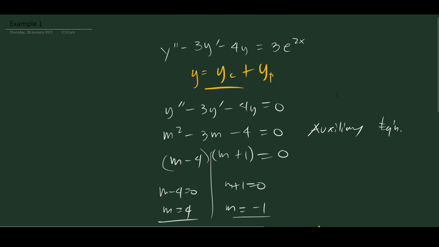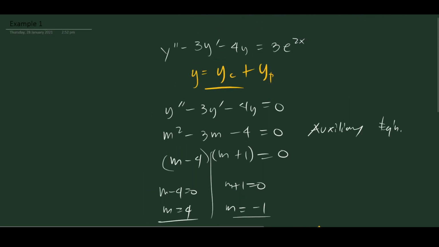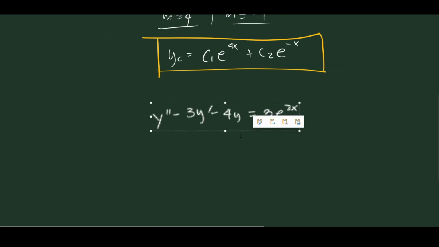Okay, so now what we need to do is to find our yp. So let's copy our equation again so that we won't lose track of it. Okay, so this is our original equation. So let's take a look at our g of x. So our g of x is an exponential function 3e raised to 2x.